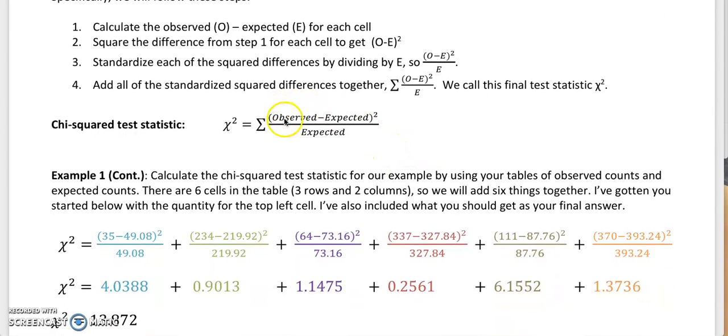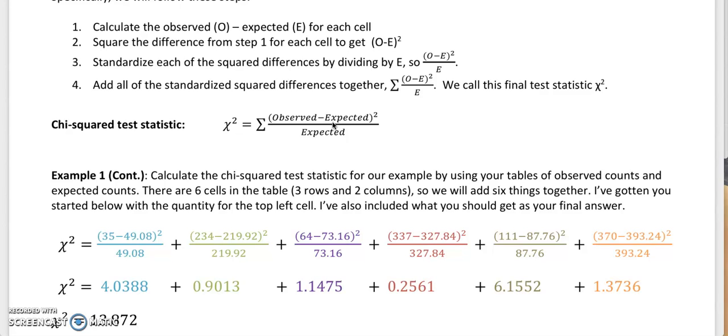Then in that case, what I observe should be pretty close to what I expected, because I thought the null hypothesis was true, and it actually is. My answers should be pretty close together. So when I take what I observe minus what I expect, I'll get a relatively small number, and I'll square that and it'll stay relatively small, I'll divide by something, and so my test statistic should end up being small.